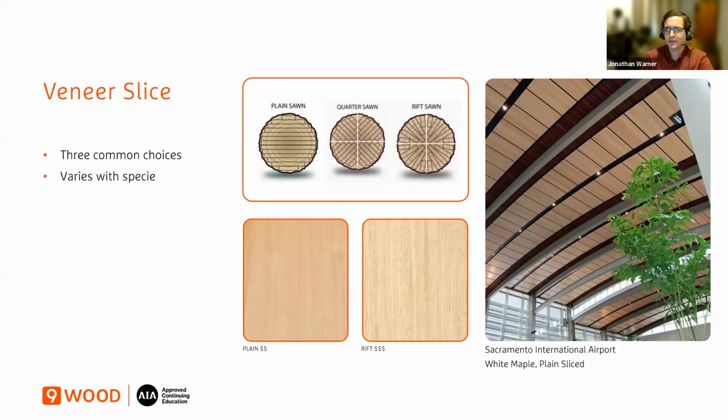And different species might have different availability of these. So if you want a particular type of slice and look, just let the manufacturer know what you're interested in so they can tell you what the budget impacts are and send you samples and ideally even photos of installed spaces so you can see how that's going to look and make an informed decision for your design with your client. And actually the photo there, Sacramento International Airport, shows a white maple plain-sawn, so it can look very great and be budget friendly. It just depends really on the design intent and the space.